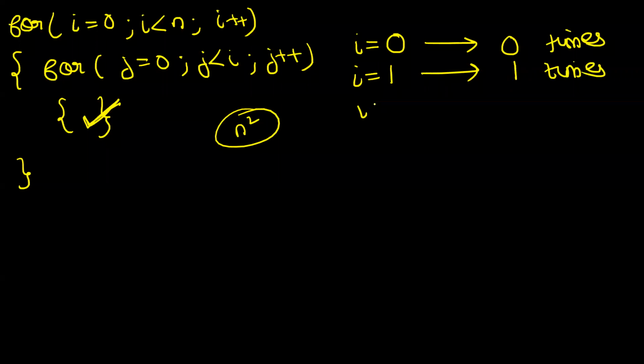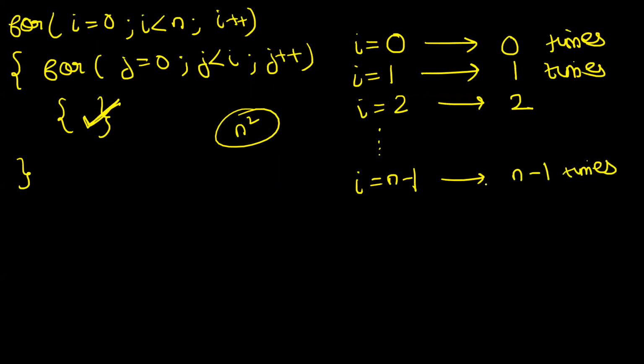Okay. Then the value of I will become 2 and the inner loop will run for 2 times. Continuing like this, the value of I will become n minus 1 and the inner loop will run for n minus 1 times. So if I want to calculate the total number of operations, what is it? 0 plus 1 plus 2 plus 3 up till n minus 1. So I just have to compute this summation.